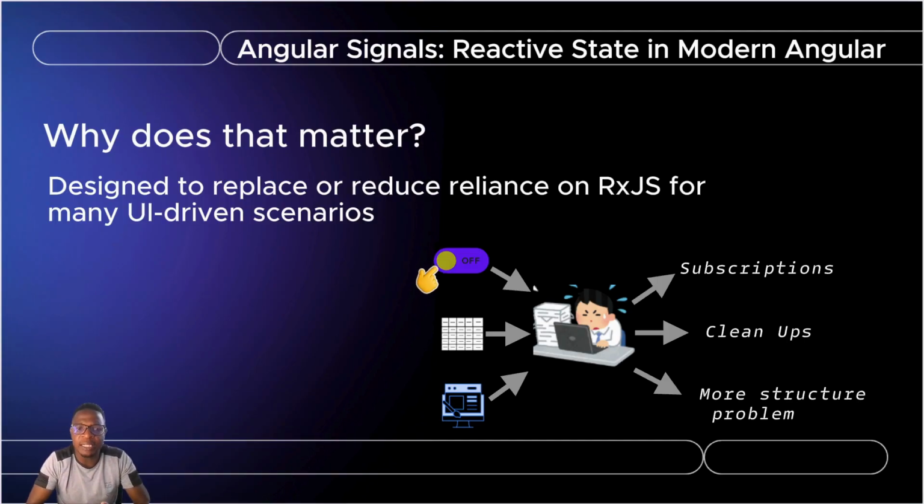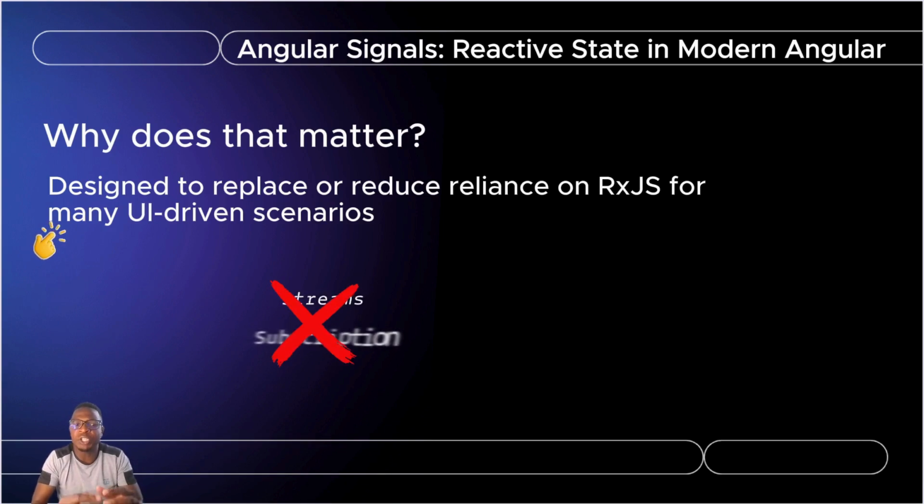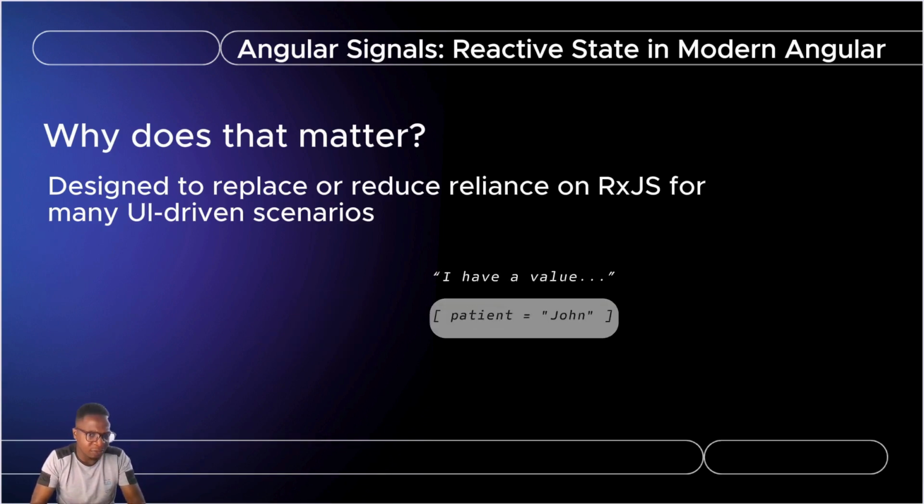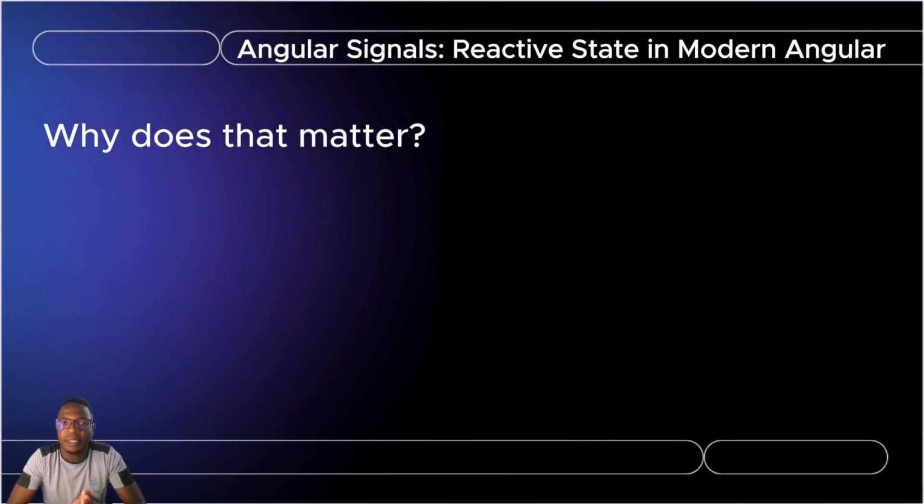Signals are Angular's answer to that problem. They are designed to simplify your UI-driven state. So instead of thinking in terms of streams and subscriptions, you just think: here's a value, and when it changes, the UI should update as well. That's it. Now, for the really interesting part, and this is the key takeaway on signals, and that is fine-grained reactivity.